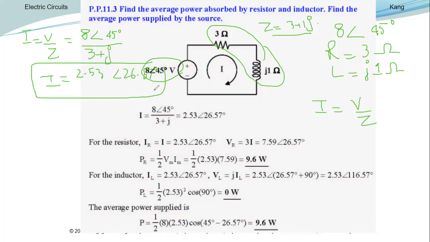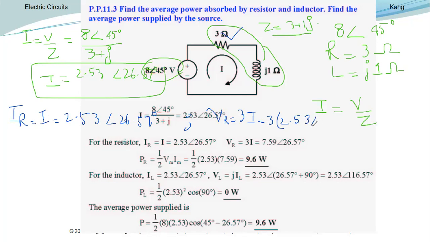So we have to find the values for the resistor. For the resistor, VR will be equal to IR, which will be equal to 2.53 with the angle 26.57. So the voltage across the resistor equals 3 times I. So 3I will be 3 multiplied by the value of I. The I value is 2.53 with the angle 26.57 degrees. So this will multiply with this one.